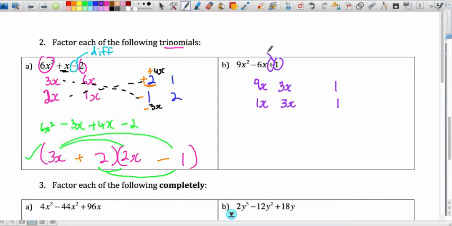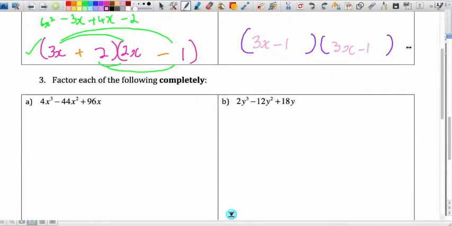Signs are going to be the same. They are both going to be minus. And so all we need to do now is test which of those will give us a minus 6x. Hopefully you can see minus 3x is the one that we want. And our answer is going to be 3x minus 1 times 3x minus 1, which happens to be one of the perfect square trinomials. But you can leave your answer like that. There's no requirement to write the squared.